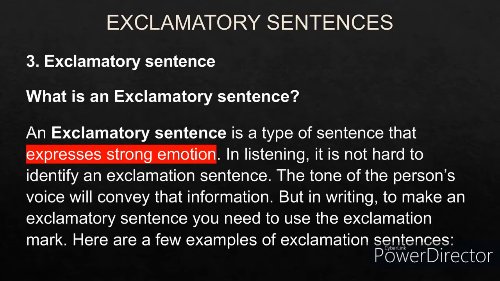Now the third type of sentence is the exclamatory sentence. What is an exclamatory sentence? An exclamatory sentence will always express strong emotions. You cannot identify it in speech, but while writing you can definitely identify the exclamatory sentence. It will always express a strong emotion.